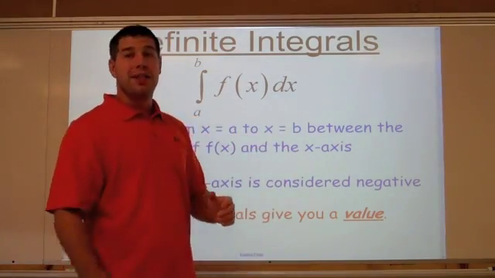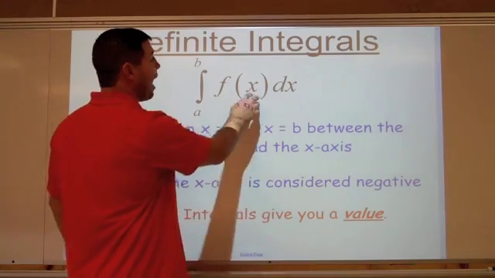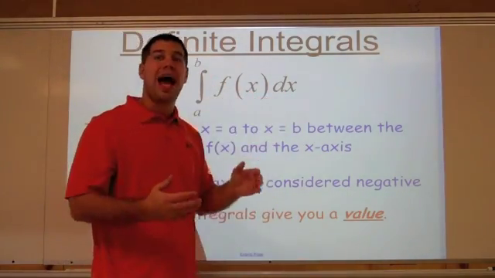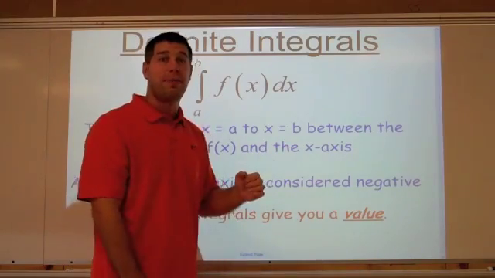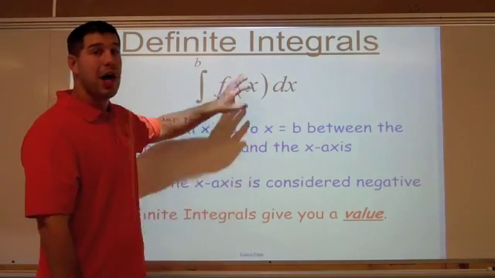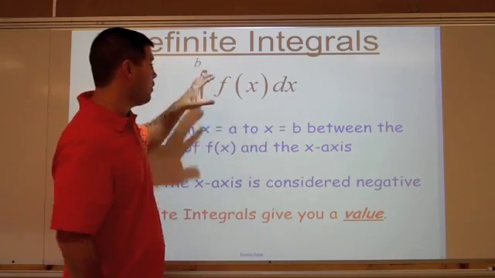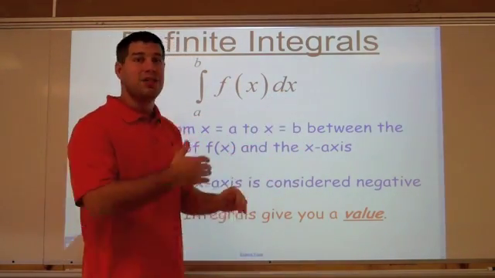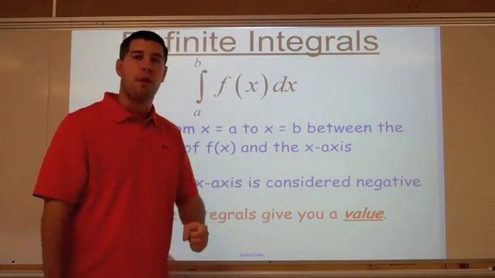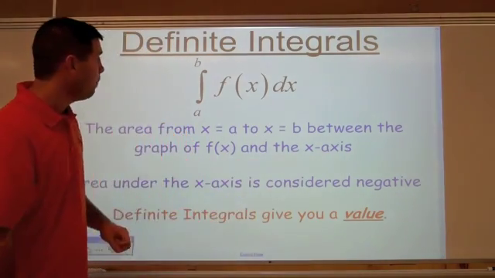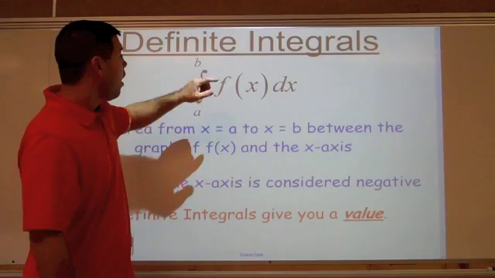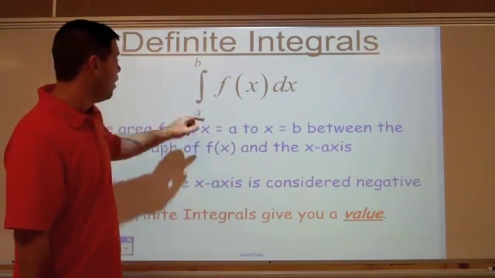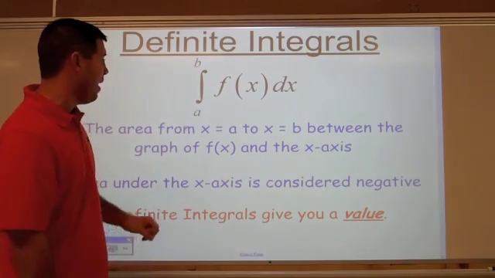You could also find this with respect to the y-axis, so you would have an f of y and a dy. So this dx tells you which axis you're taking the area with respect to. The majority of the time it's with respect to x, but if you saw this all in terms of y, then that would be between the curve and the y-axis. That's something to keep in the back of your head, because you do see a few problems like that down the road. But for this problem, it's the area under this curve with respect to x, between x equals a and x equals b.